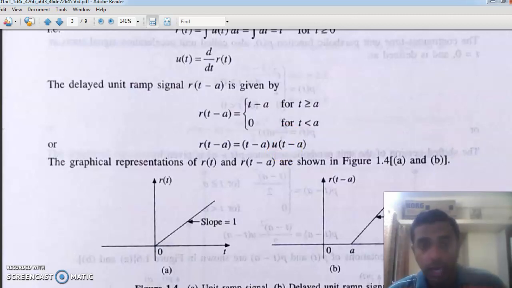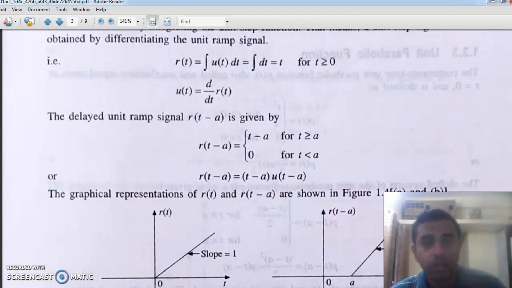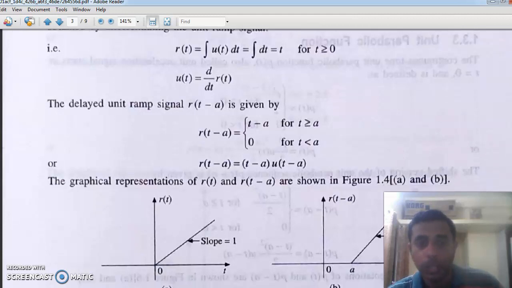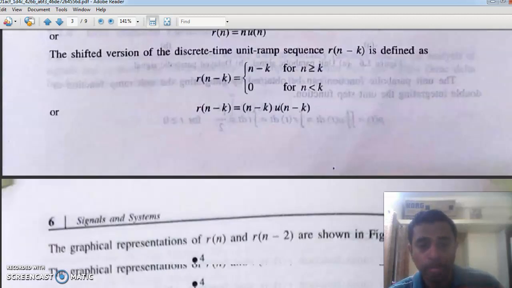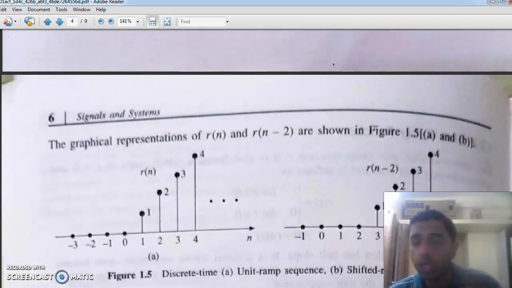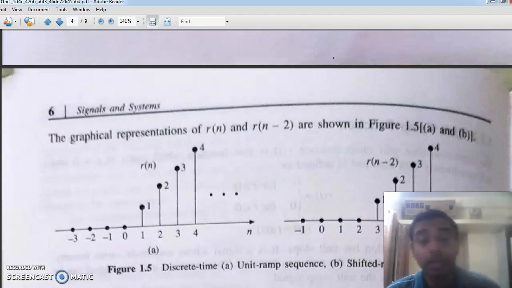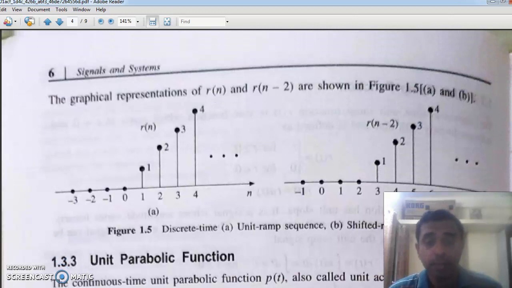Now another relation also, I'll come to that a little bit later. Then we'll go to the digital ramp. The digital ramp is like this.